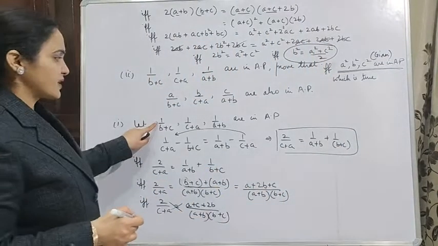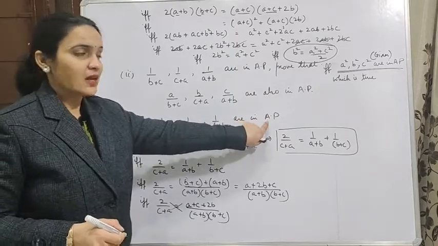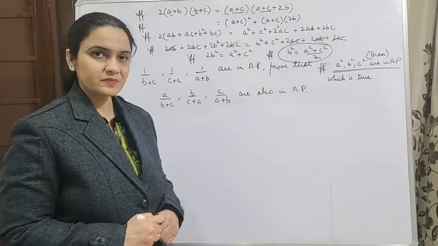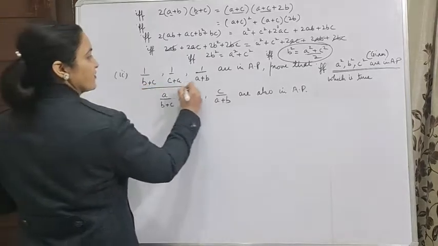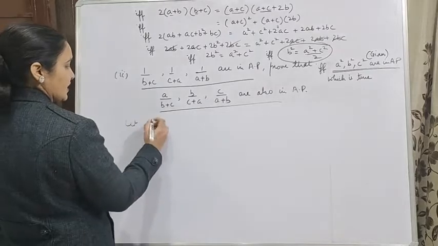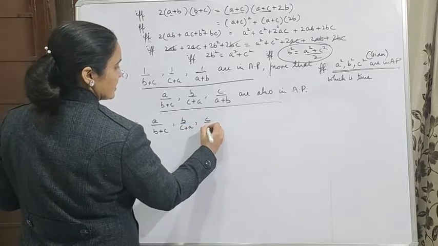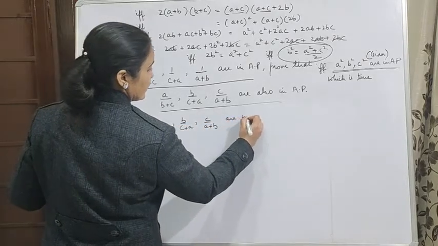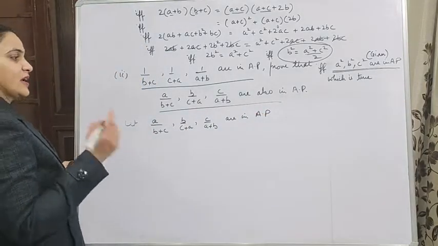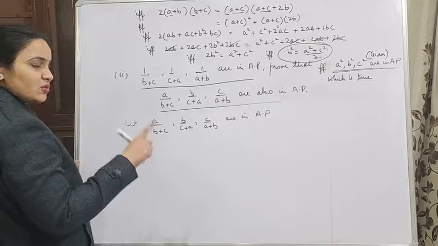So what have you proved? 1 upon b plus c, 1 upon c plus a, 1 upon a plus b are also in AP. So let us now prove the second part. Second part, we have given this, they are in AP, and we have to prove this is also in AP. So let us now take a upon b plus c, b upon c plus a, c upon a plus b are in AP. If this is an AP, then if we divide or multiply or add some constant term to these, they will also remain in AP.